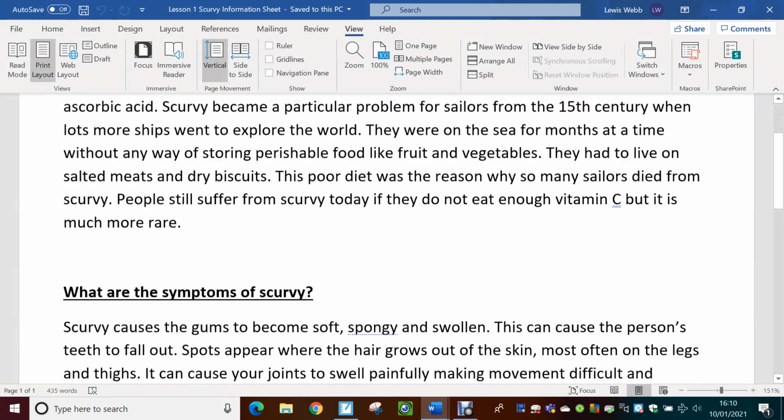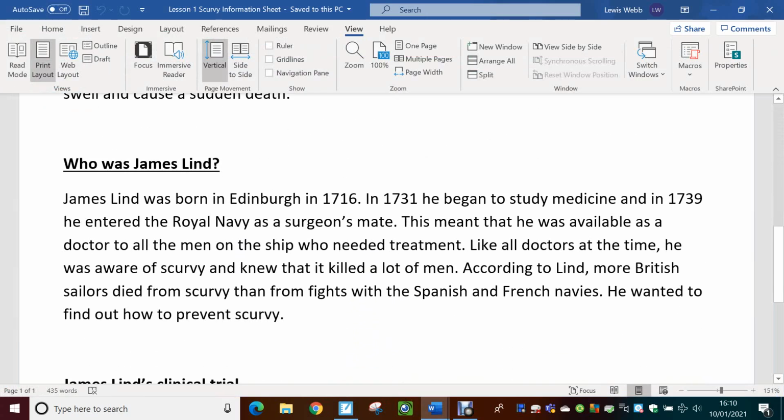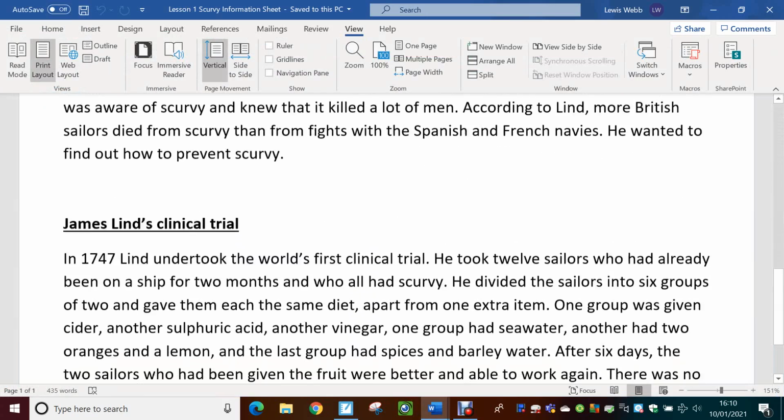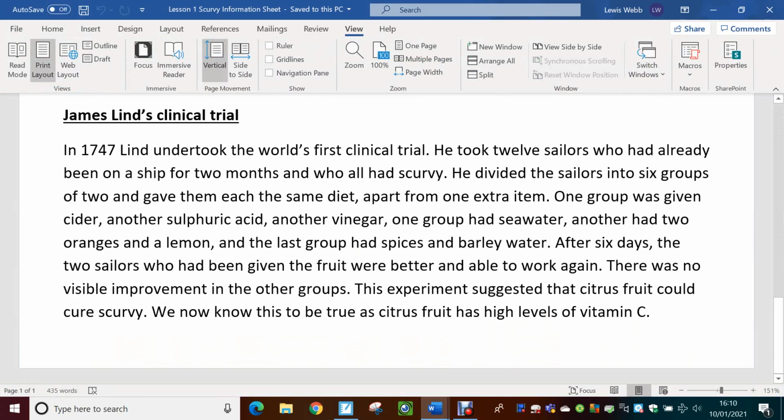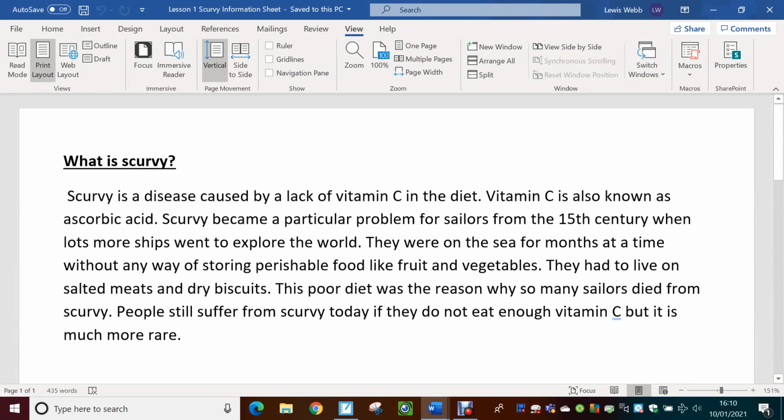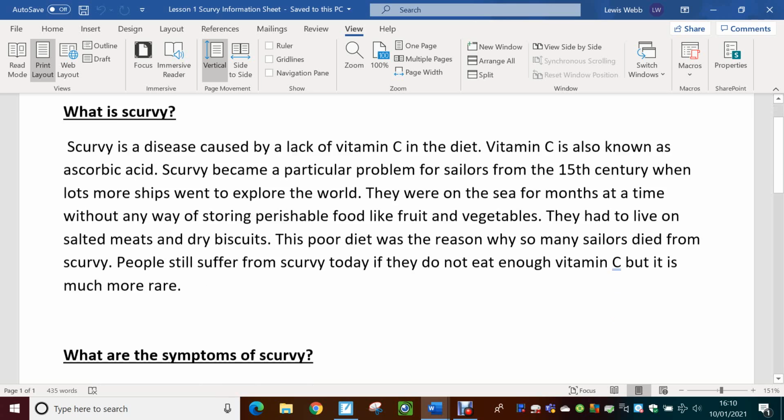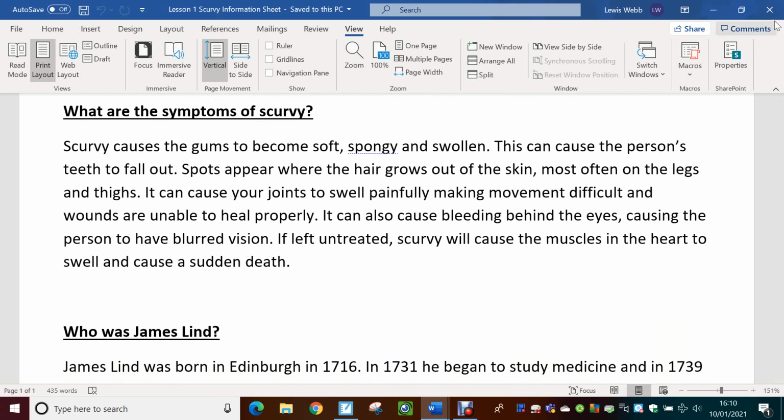What is scurvy? What are the symptoms of scurvy? Who was James Lind? And James Lind's clinical trial. Now, we've read and heard some information, but it goes into more detail here. And as I said, for bronze, silver, and gold, you will all need that sheet.